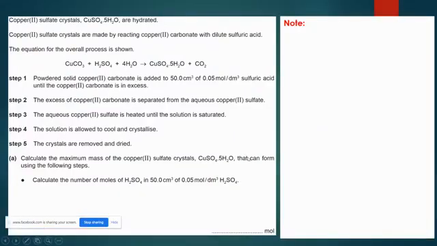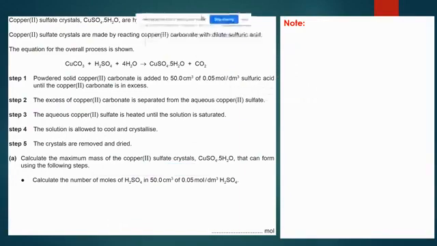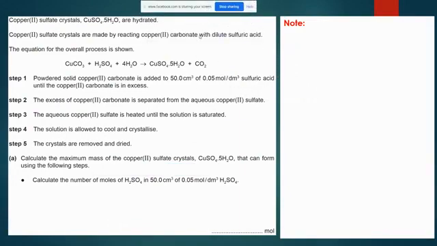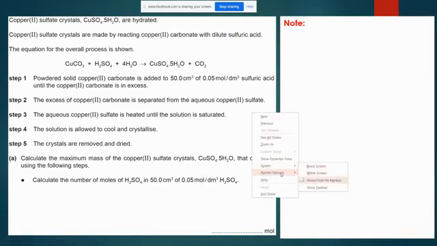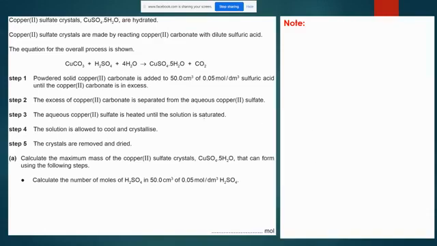Okay, let's try 1 or 2 questions. Okay, this is exam style question. This is IGCSE exam style question. I crop it from past paper. Okay, in this case, we have equation.